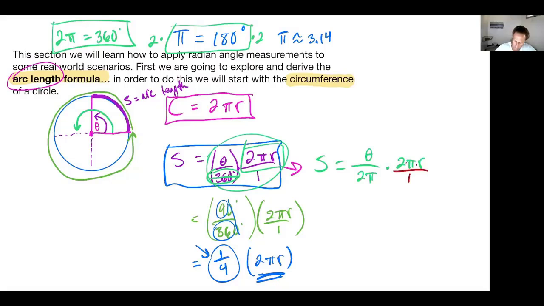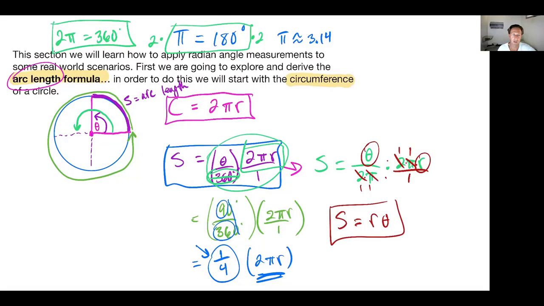Because we're multiplying all of this on top and bottom, then I know the 2 and the pi can cancel to be 1s. And that leaves us with the s, arc length, is only equal to r theta. So that, my friends, is the derivation of the arc length formula.